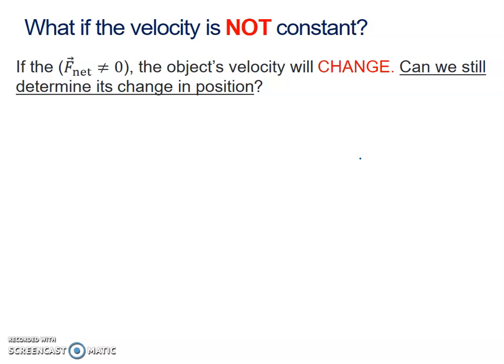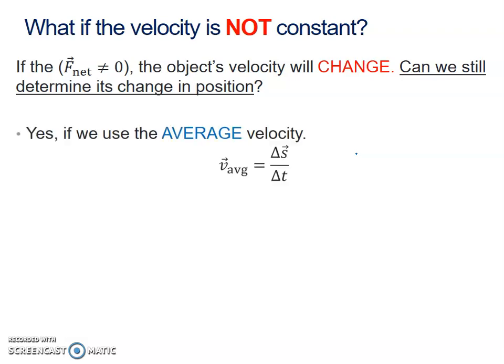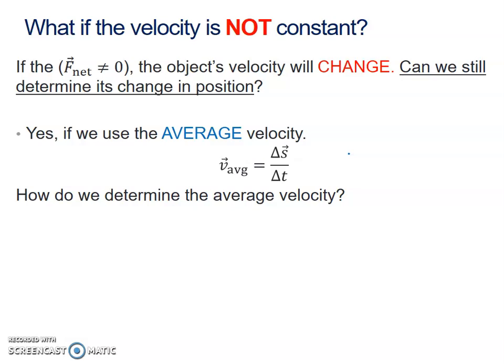Now, what if the velocity is not constant? In the last chapter, we talked about acceleration, and acceleration by definition is the rate of change of velocity. Can we still determine the change in position if our velocity is not constant, if it changes? And the answer is yes, if you can find the average velocity, which we just talked about on the previous page. So how do we determine the average velocity?